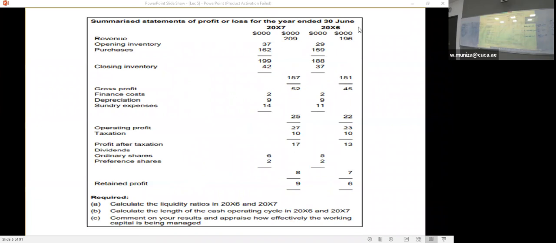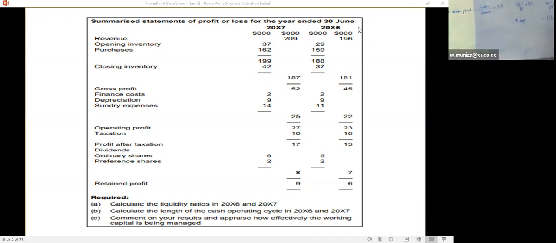If they would not have given us purchases, we might have taken the cost of sales only. So the purchases for 2007 are 162, and the purchases for 2006 are 159. So how much payable days are there for 2007? 81 days. And for 2006? 126 days.